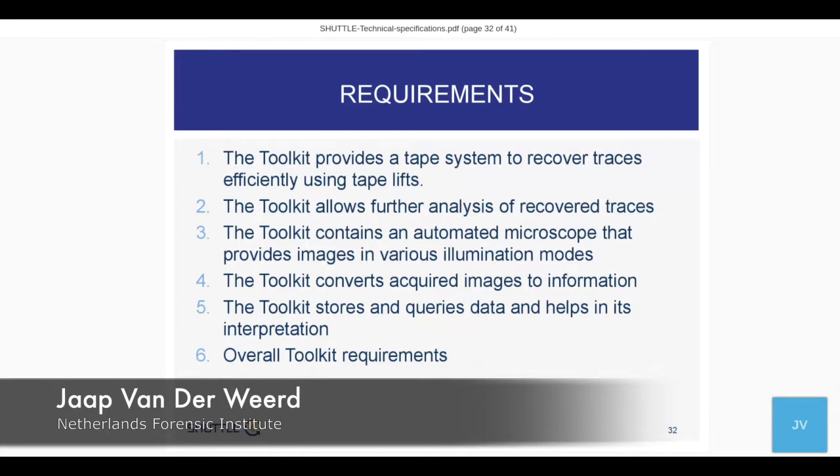So requirements, these are very much according to the tools that I said. So there's a requirement for every tool. And as far as we know now, there will be 6 requirements. And the first one is the tape system. We need a tape system that recovers traces.